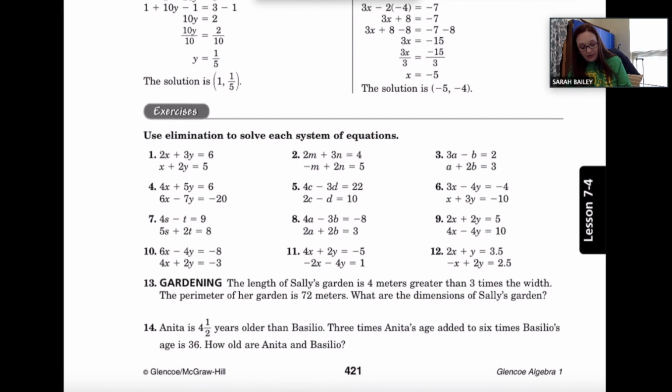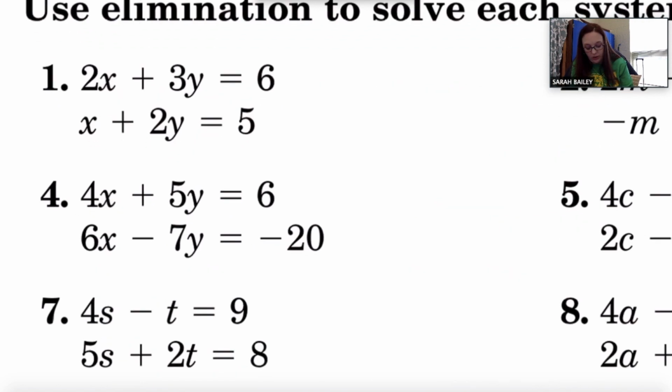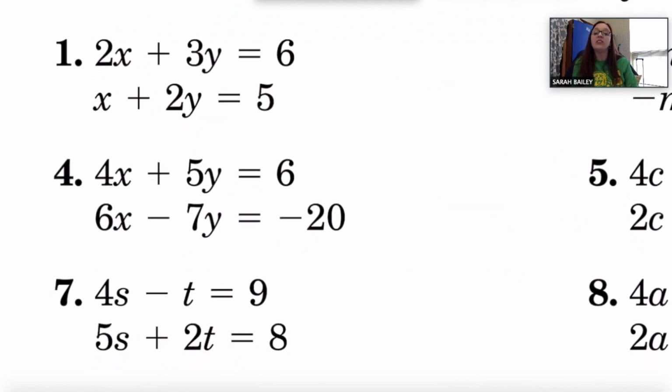Let's go ahead and look at a couple of examples. I'm going to try and just zoom in enough so that I don't have to use notebook paper. We'll see how that works out. So number one, we have the system 2x plus 3y equals 6 and x plus 2y equals 5. We can't just add both of these equations and have the x's or the y's cancel. That's not going to happen. And I can't multiply one of them by -1 and have either the x's or the y's cancel either.